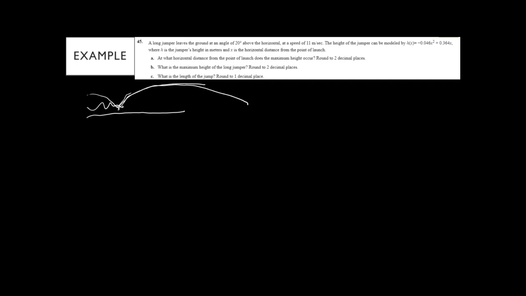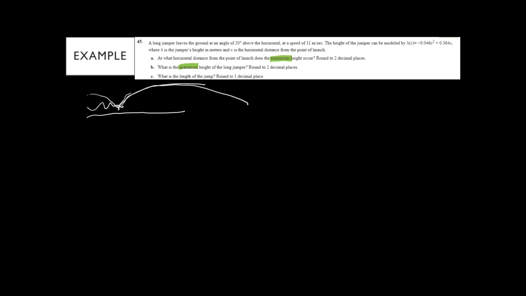So h is the height. They use h to represent height, so that's why they pick that variable. And then x is horizontal distance, so that makes sense because if you look at your graph here, that would be your horizontal distance. So when we're looking at our problem, we've got: at which horizontal distance from the point of launch does the maximum height occur? So that's okay, we're looking for the vertex. What is the maximum height of the long jumper? And then what is the length of the jump? So that's a third part here.